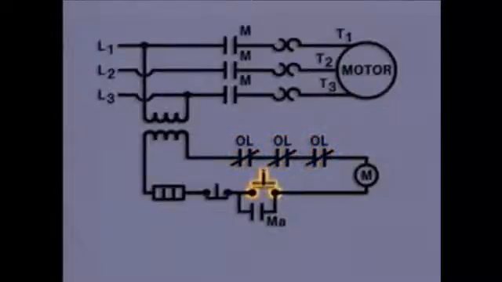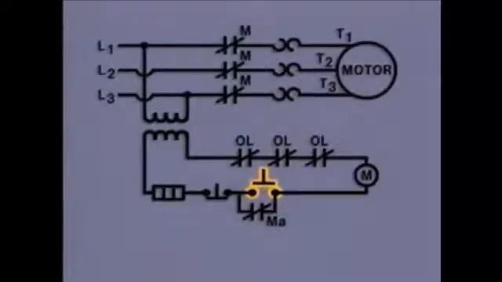Pushing the start button energizes the control circuit, including the M coil. All of the contacts labeled M are operated by the M coil. When the M coil is energized, it closes the M contacts, and power can be provided to the motor. In this example, the start button is designed to be pushed in and released.